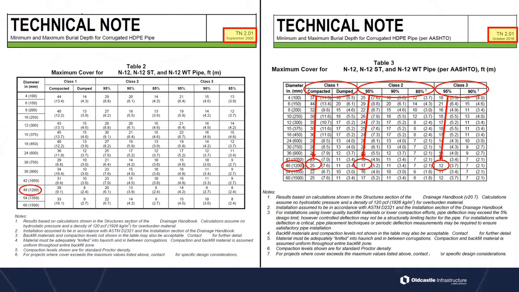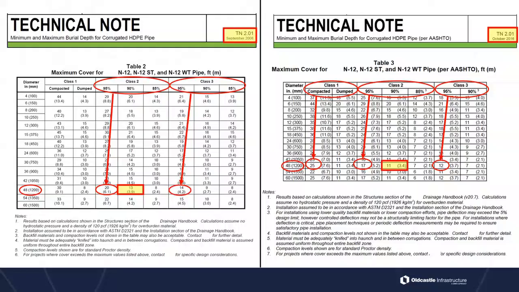Okay. If you look at a 48-inch pipe from the one released back in 2008, the class 3 at 95% compaction says we can get 14 feet of cover. But the one in 2016 says 12 feet. So it's decreased by 2 feet on that one. For a class 2 pipe at 95% compaction, it said 20 feet of cover. The 2016, the more recent one, was reduced to 17 feet of cover.